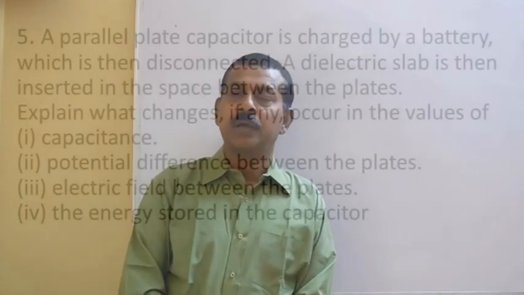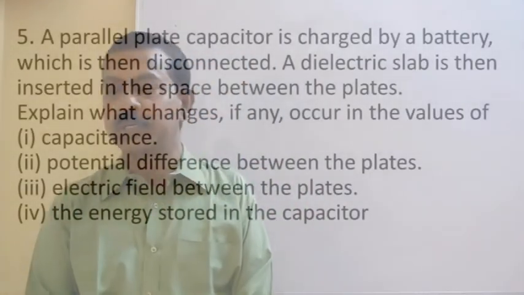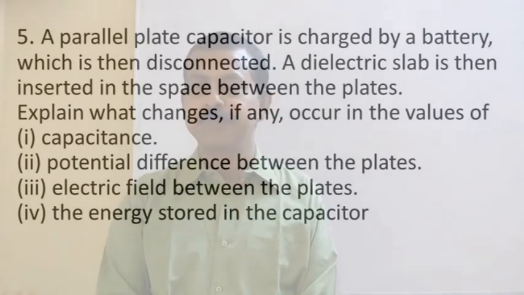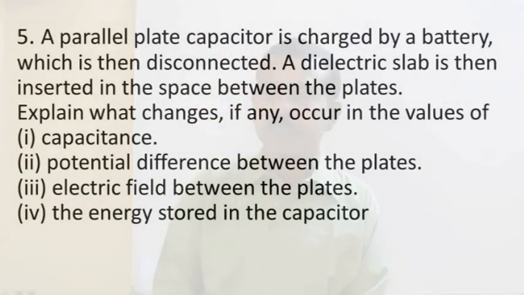Next question. A parallel plate capacitor is charged by a battery which is then disconnected. A dielectric slab is then inserted in the space between the plates. Explain what changes, if any, occur in the value of first, capacitance; second, potential difference between the plates; third, electric field between the plates; and fourth, the energy stored in the capacitor.